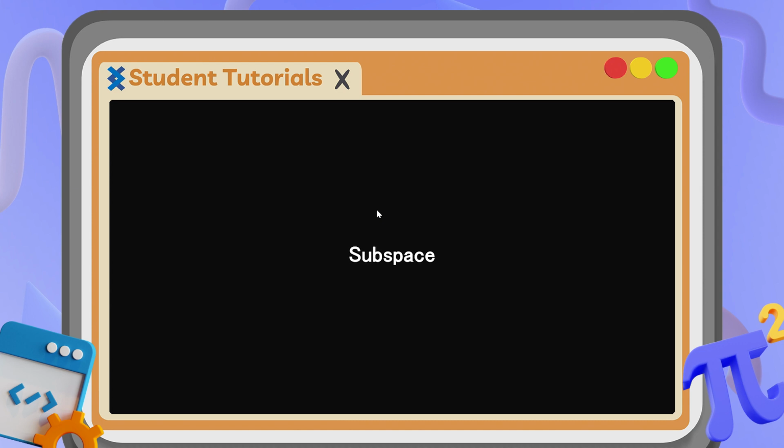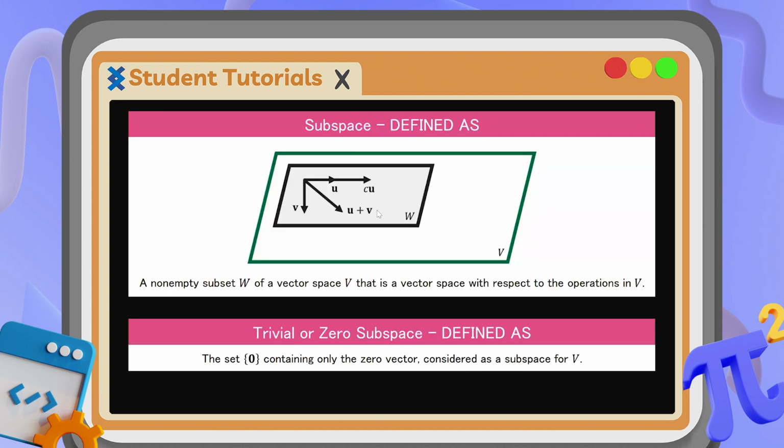So now we proceed to the subspace. A subspace is defined to be a non-empty subset of the vector space which also applies the same operations that are part of the vector space V. We also have another term called the trivial or the zero subspace, which is the set containing the zero vector. It is also considered a subspace of V.